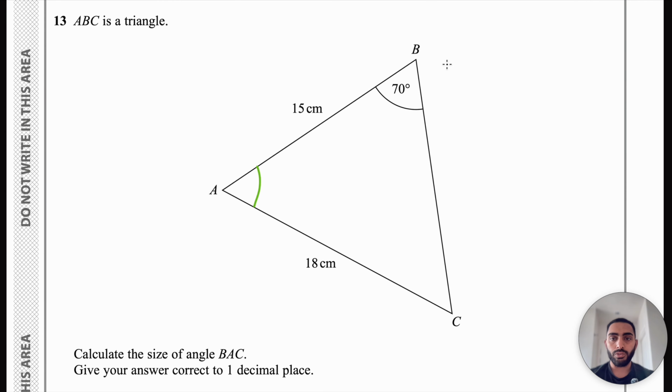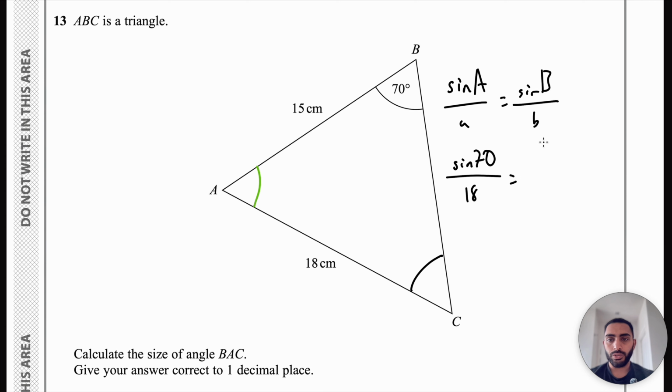So that means I could use my sine rule. Because I'm trying to find this angle, I'm going to put my angles on the top. So sine of A over a is equal to sine of B over b. So sine of A, sine of 70, over the side opposite to it, which is 18, is equal to sine of B. We're trying to find that one. So sine X over the side opposite to it, which is 15. We just need to rearrange this. So on the right hand side, it's being divided by 15. So I'm going to multiply by 15.